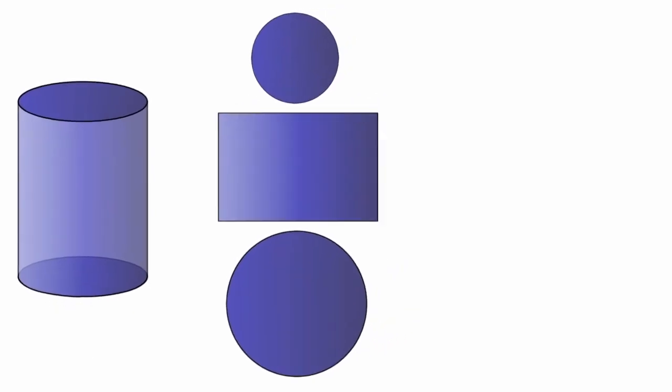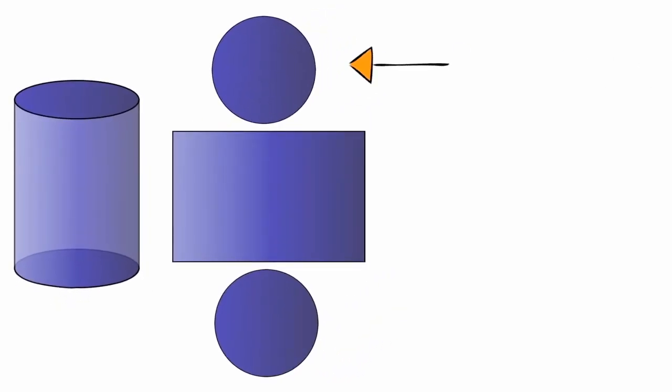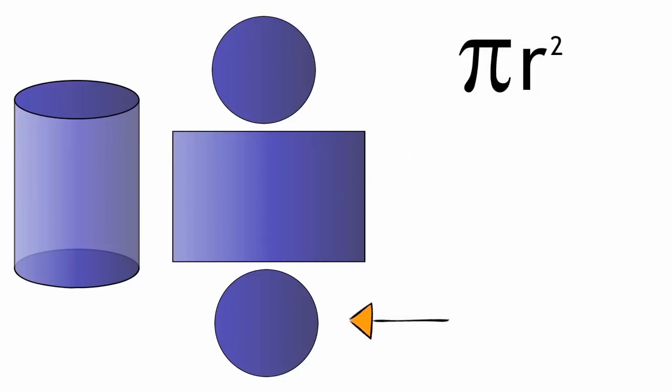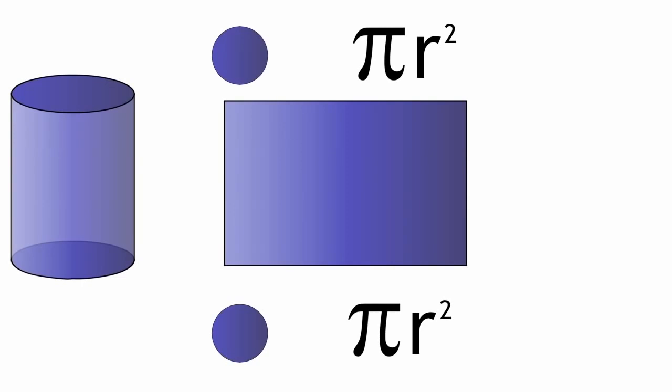Okay, and then we have three shapes. We've got a circle here, and a circle here, and a rectangle here. So we have a formula to work out the area of a circle. Okay, that's simply pi r squared. So the area of this circle is pi r squared, and that's the same as this one, pi r squared. And the only difficulty comes when we're trying to work out the area of this rectangle here.